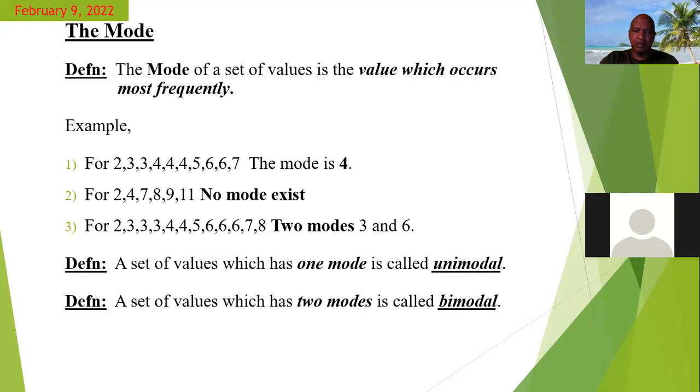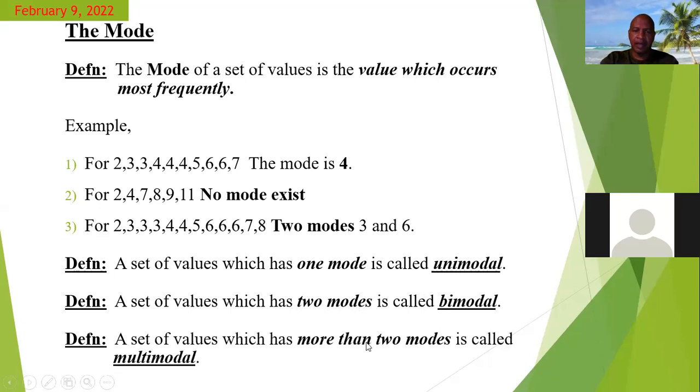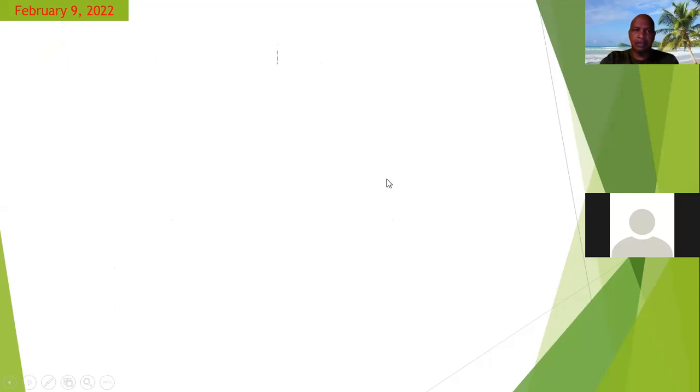Now we have unimode or unimodal when we have 1 mode. We have bimodal when we have 2 modes. And we have multimodals when we have more than 2 modes, all right? So this is just recapping what we did yesterday, guys.